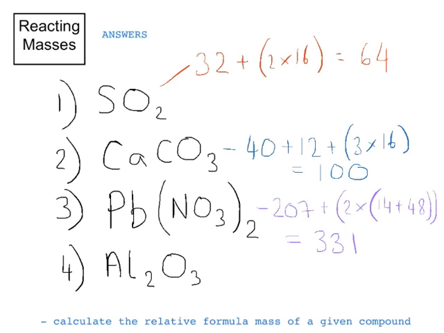And then I'll do the last one in brown. So here we have 2 aluminiums, and each of those weighs 27. So 2 times 27 plus 3 times 16 for the oxygen, and that equals 102. Okay, so let's move on.